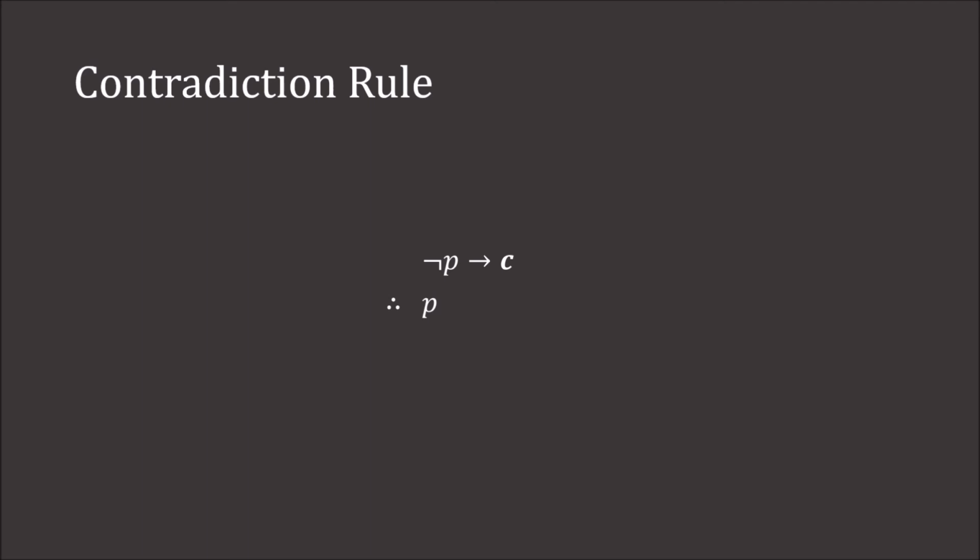What this says is if you can show that the supposition that statement P is false leads logically to a contradiction, then you can conclude that P is true.